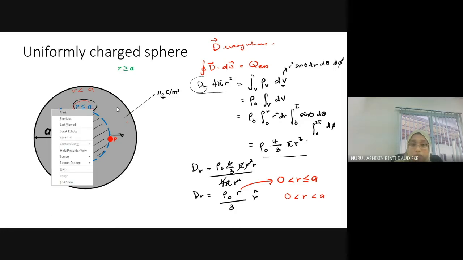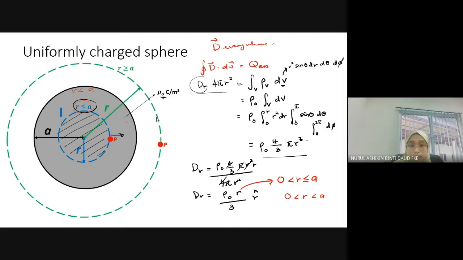How about when r is bigger than a? Now let's consider another point P, which is outside the sphere, and I want to find the electric flux density there.